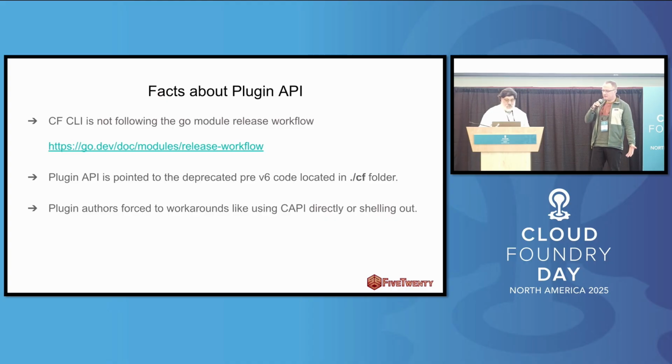Also worth mentioning that transition. Basically, we have this situation with plugins when we moved from Go Dep to manage dependencies of CFCLI to Go modules. Currently, it's been pointed to the pre V6 code, and it's located in the CF subfolder of the CLI repository.